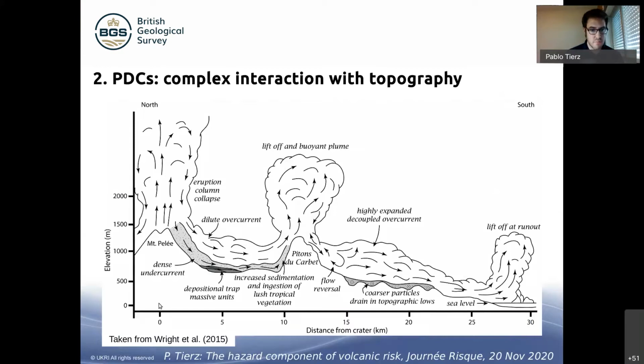So here is just an example from Mount Pelée in Martinique. It's just a transect, a kind of cross section of the topography. But we see how the PDC is sourced here, it interacts with topography. Part of it can become less dense than the air and lift off. Parts of the current can decouple and resegregate a dense basal part, etc., etc., etc.